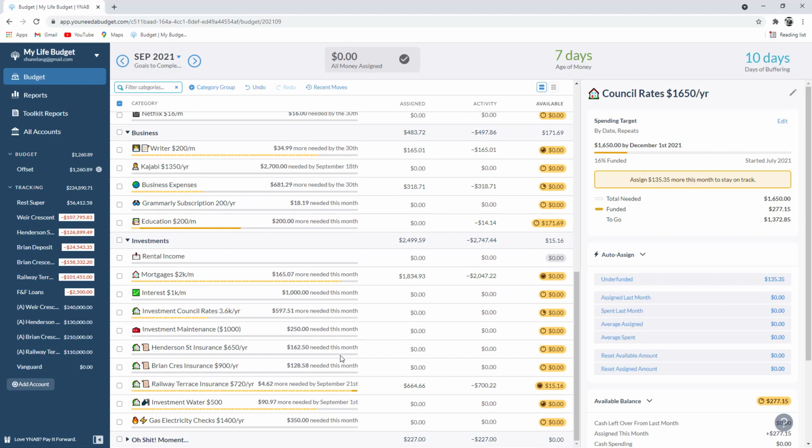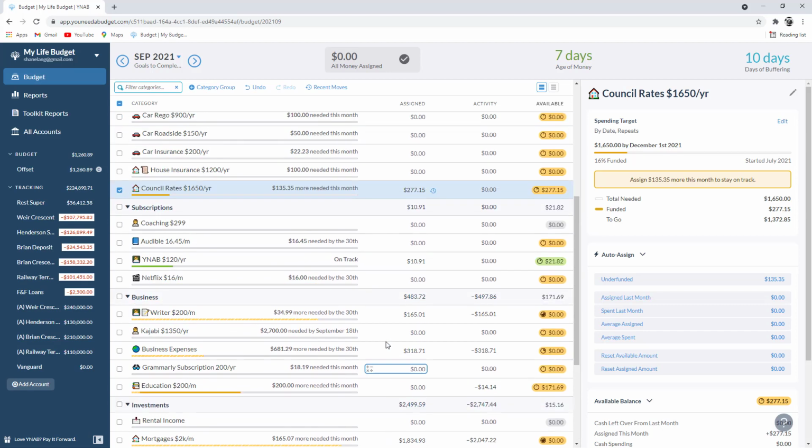And I think my next bill that's coming up is Henderson house insurance, which is due December, so still a while away. And I think that's pretty much it. So that's quite a quick one.